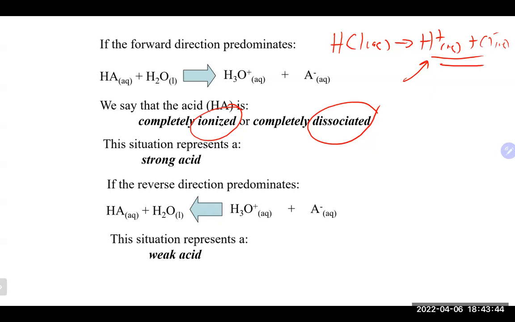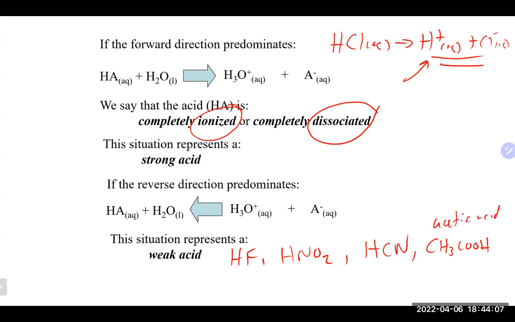They're pretty much mainly staying together, and a little bit of it is dumping out into the solution. And obviously HF is an example of that. Nitrous acid is an example. Hypochlorous acid is another example. The most common example of a weak acid is acetic acid here. You very often come across that. That's basically vinegar.